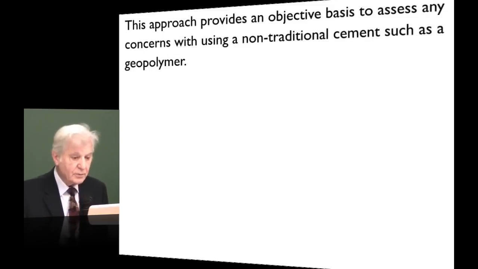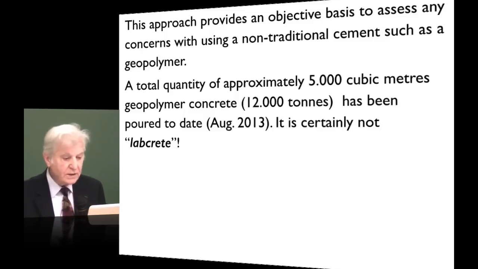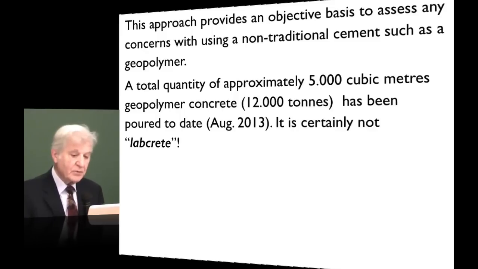This approach provides an objective basis to assess any concerns with using a non-traditional cement such as a geopolymer. So, a total quantity of approximately 5,000 cubic meters of geopolymer concrete, that is 12,000 tons, has been poured to date. This has been written in October 2013. It is certainly not lab-crete.